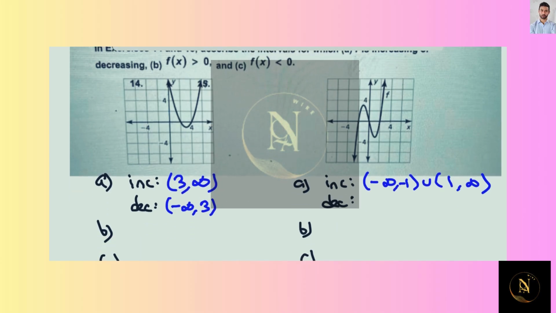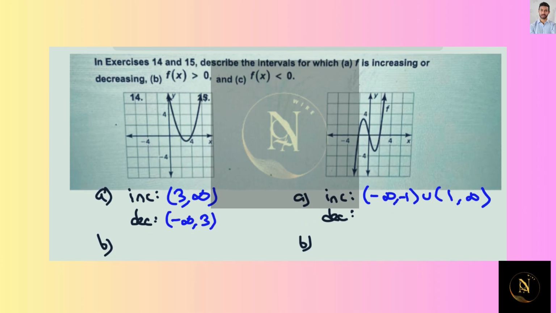And then decreasing in between, so that would be an x value of negative 1 to 1. Again, not including either of them.